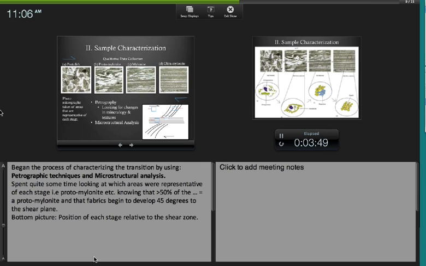So to begin, I started by doing some petrographic techniques and microstructural analysis just to characterize this transition. And I honestly spent quite some time just looking at the thin section and trying to figure out which areas were representative of that stage between a protolith and an ultramylonite.